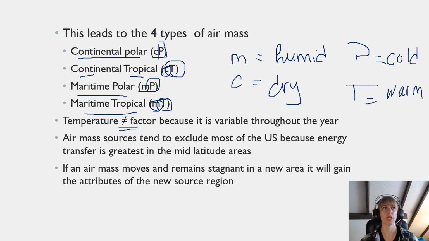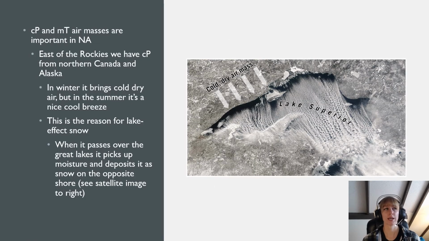Temperature always can change. Air mass sources tend to exclude most of the United States because energy transfer is greatest in the mid-latitude areas. So this means you're going to get air masses generally forming in Canada and in the tropical areas. So what if an air mass stays where it moves to? Say it moves from upper Canada, making it a continental polar, a dry and cold landmass, and it just stays still in, let's say, Florida. Well, it will eventually warm up and become humid because we have a lot of water around us. Then it'll move on and bring that humidity somewhere else. So continental polar and maritime tropical air masses are very important in North America.